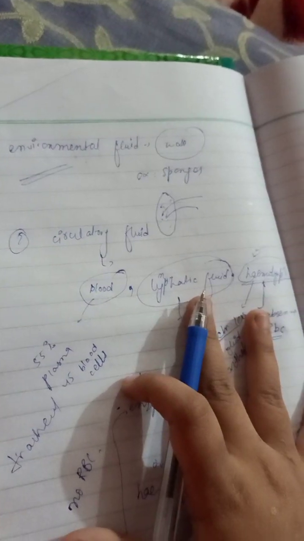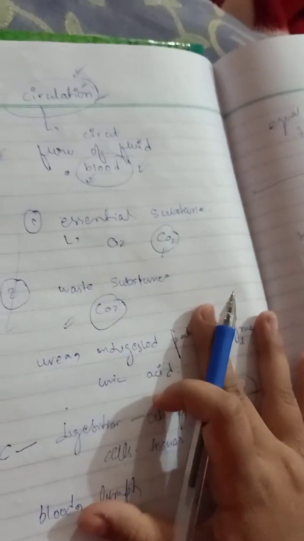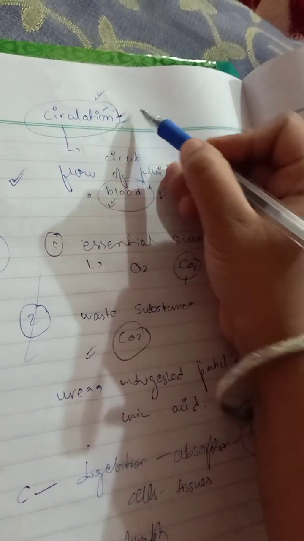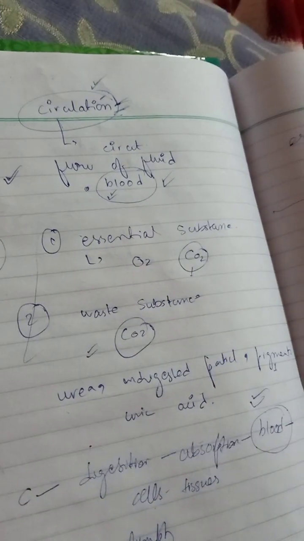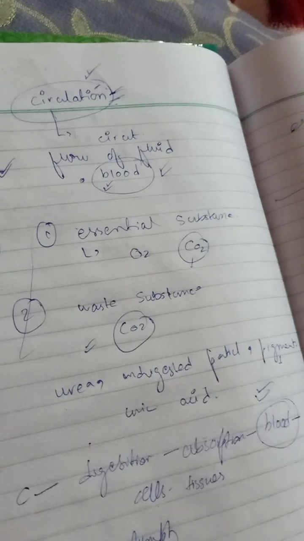So this was today's little introduction about circulation. In the next video we'll discuss the types of circulation, which are open circuit circulation as well as closed type circulation.